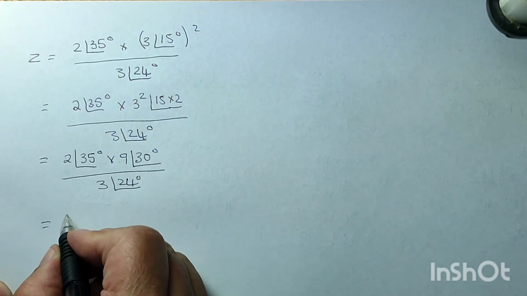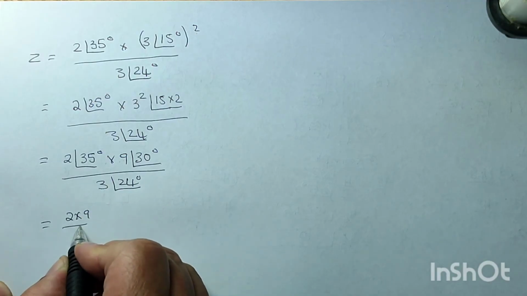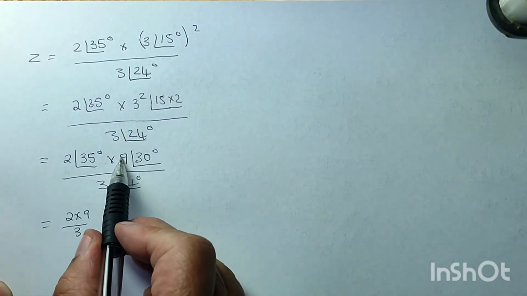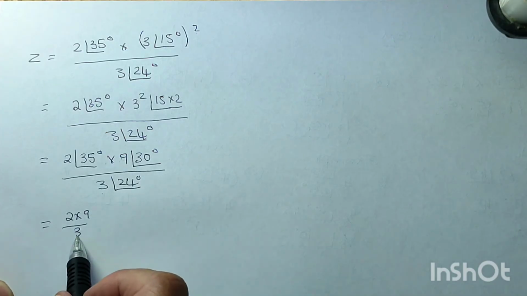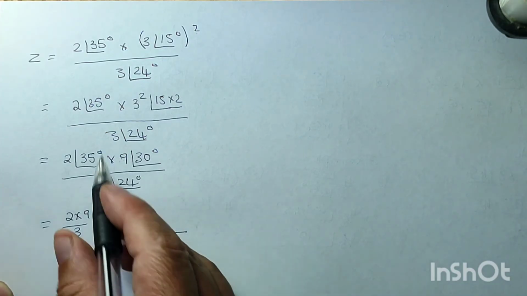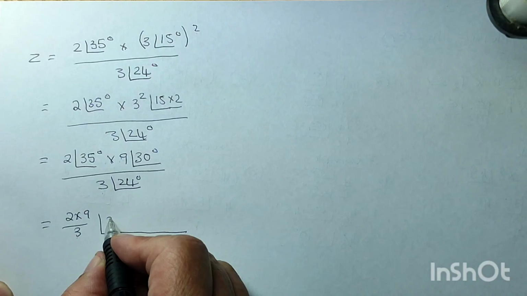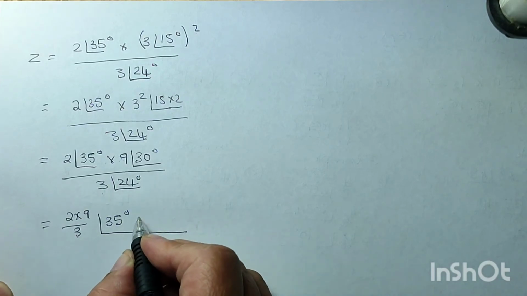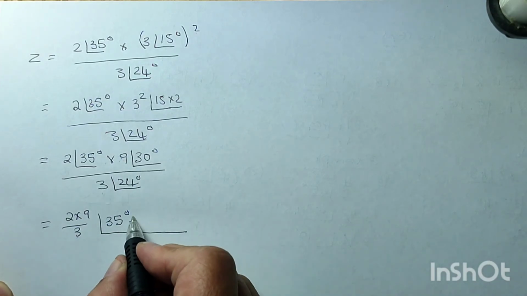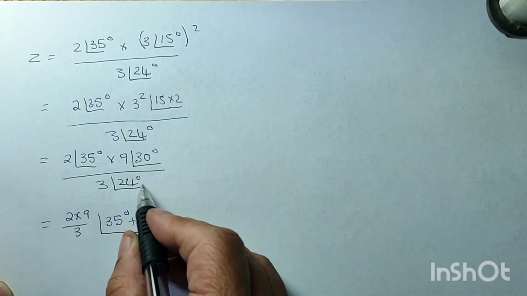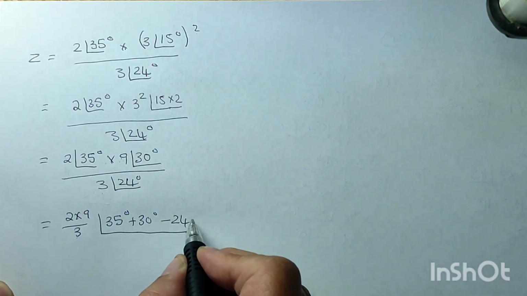Now I can say 2 times 9 divided by 3. So multiply the two r values at the top and divide this. And at the bottom, or next to that, I'll have the top two 35 degrees. When I multiply, add the top angles, and when I divide, I subtract the bottom angle.